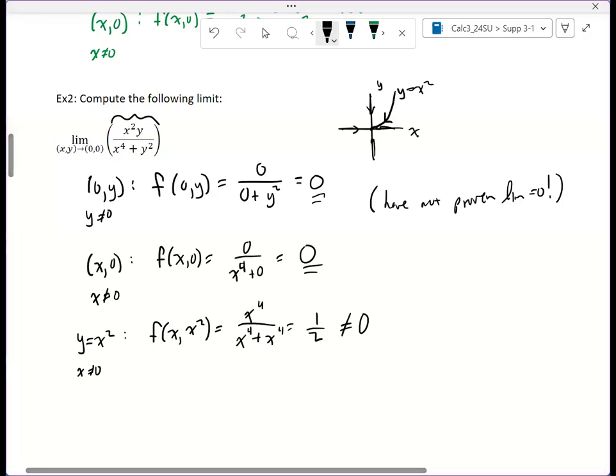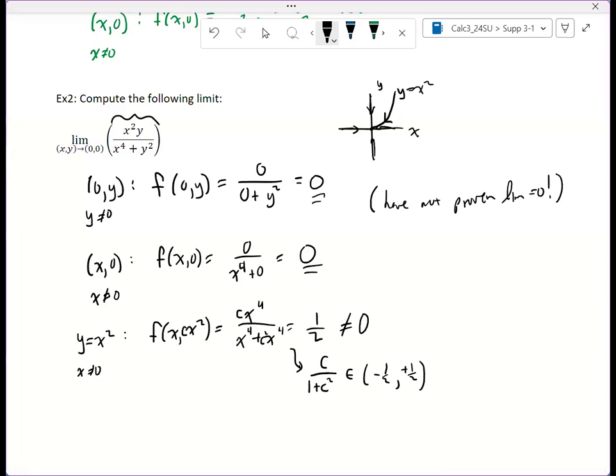And in fact, if we approached along the curve y equals cx squared, we would end up with cx to the fourth over 1 plus, and then y squared here gives us a c squared x to the fourth. We'd have c over 1 plus c squared. This could actually be any number between minus 1/2 and plus 1/2 for this output. So depending on which value of c we pick, we could suspect that the limit is any number between minus 1/2 and plus 1/2.